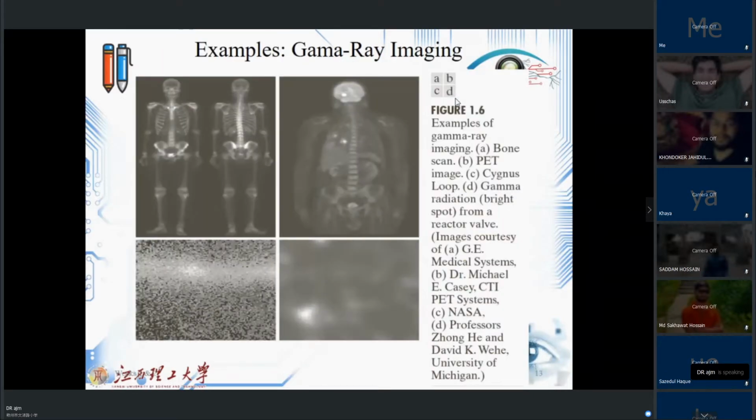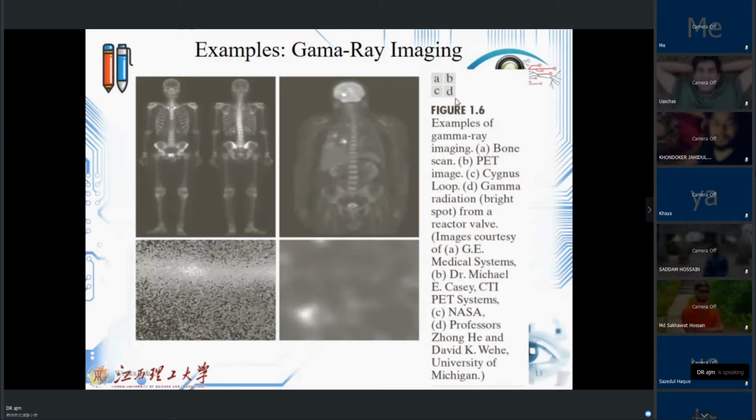Suppose this is an example of gamma ray imaging with the bone scan, PET image, and Cygnus Loop gamma radiation, a bright spot from the reactor valve, which you will see here, and the bone analysis that they use. And this is one example.